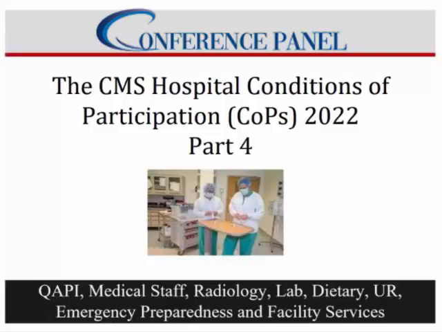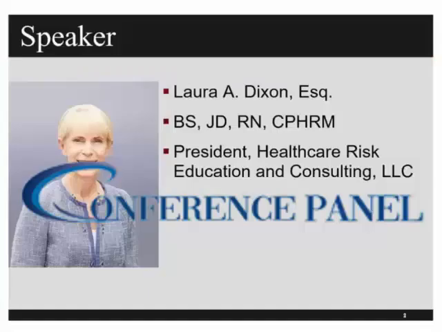Welcome everyone. This is part 4 of 5 when we're talking about the CMS conditions of participation for hospitals. We're again on part 4 of 5, and you can see on slide number 1 that I've broken it down into additional sections. Today we're talking about quality assurance performance improvement, medical staff, radiology, laboratory, dietary, utilization review, emergency preparedness, and facility services. Now some of these things changed in 2019, 2020, and 2021. And so we're giving you the most up-to-date information that we do have.